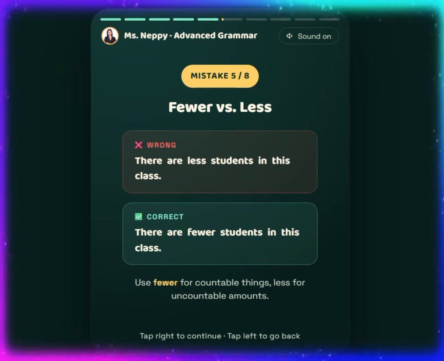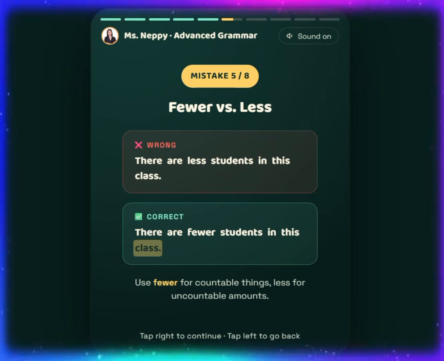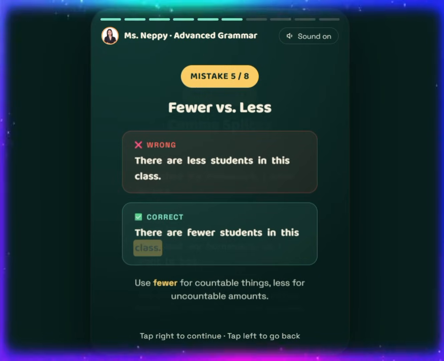Mistake number 5, fewer versus less. The wrong way, there are less students in this class. The right way, there are fewer students in this class. Remember, use fewer for things you can count, like students, and less for uncountable amounts, like time or water.